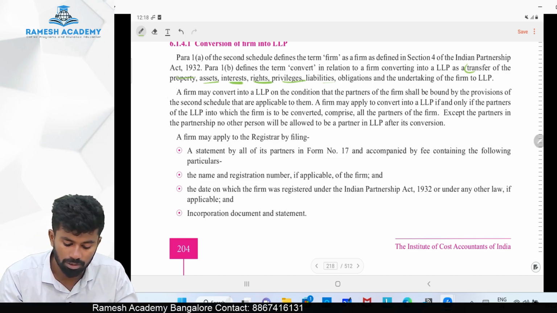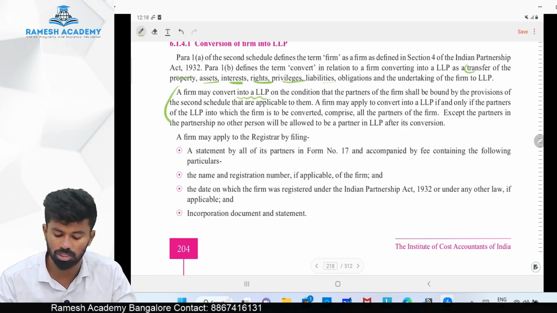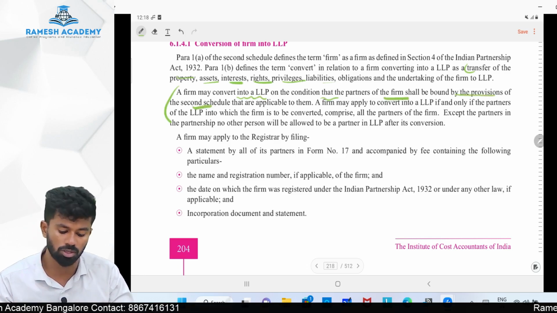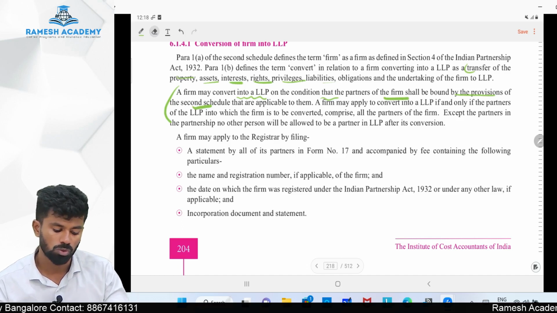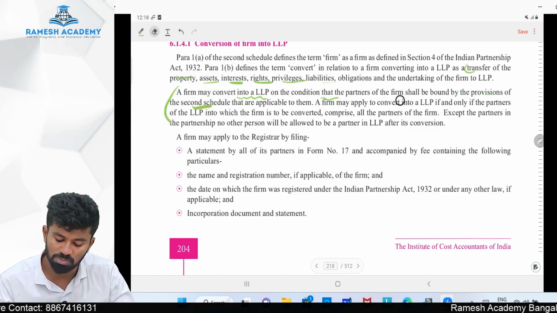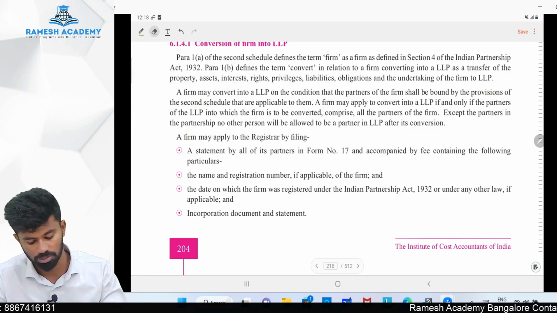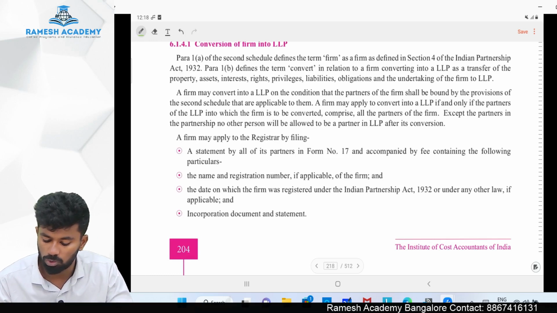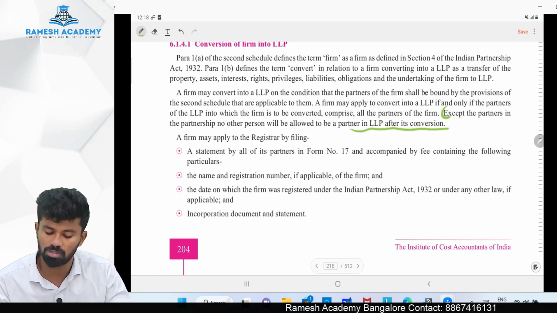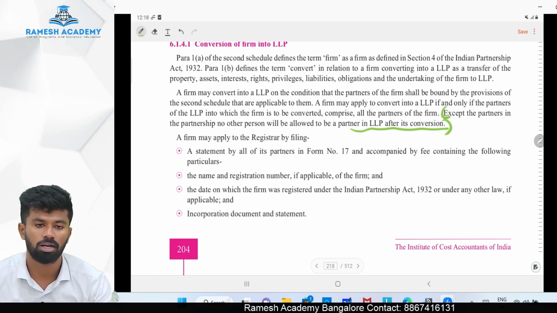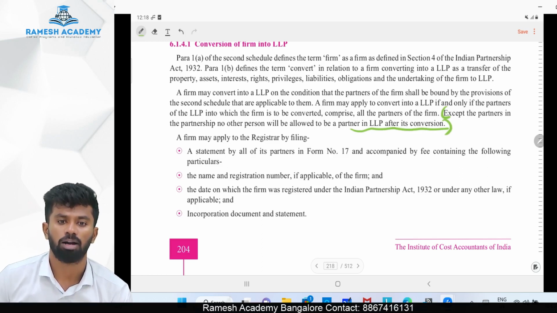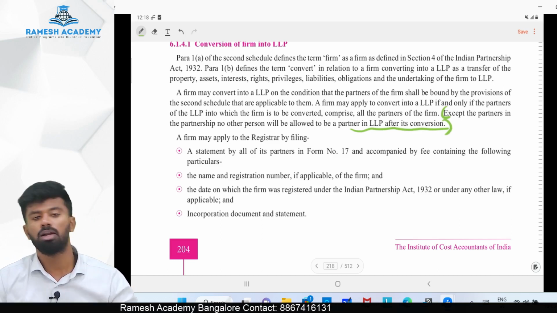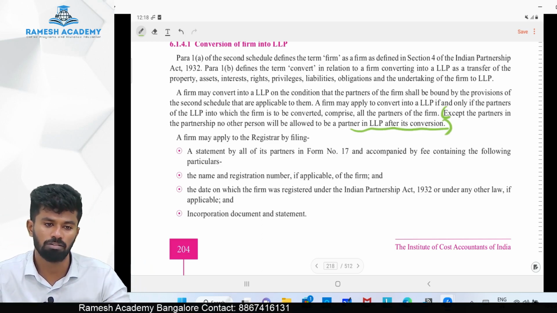A firm may convert into LLP on condition that the partners of the partnership firm shall be bound by the provisions of the second schedule that are applicable to them. So the conversion shall happen as per the second schedule of the LLP Act. The partners of the partnership firm, no other person will be allowed to be what? Allowed to be a partner of LLP. This is the first condition. The first important condition is that all the partners of the partnership firm should become partners of the LLP and no other person can become partner of LLP.